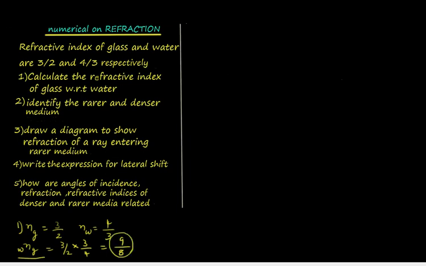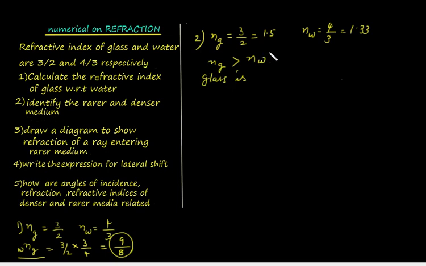Let us do the second question. Identify the rarer and denser medium. Refractive index of glass is 3/2. That means it is 1.5. Refractive index of water is 4/3, which is equal to 1.33. So refractive index of glass is greater than refractive index of water. A denser medium has greater refractive index than rarer medium. So from this we can conclude glass is denser medium and water is the rarer medium. So second question is done.